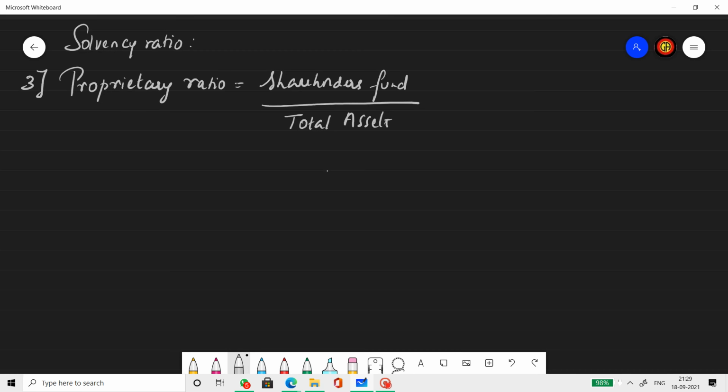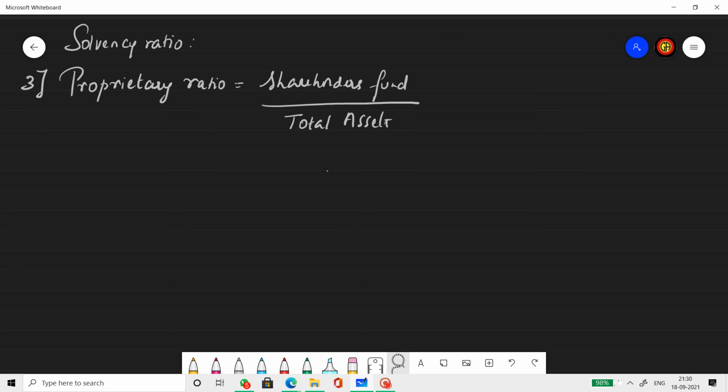Next ratio is proprietary ratio under solvency, which is shareholders fund divided by total asset. Shareholders fund is otherwise called as equity because in the previous ratios we used it as equity. So shareholders fund is otherwise equity, otherwise also called as proprietary fund. These are the different names we give to shareholders fund. Equity, equity fund, proprietary fund. Total asset is simply as total asset only.